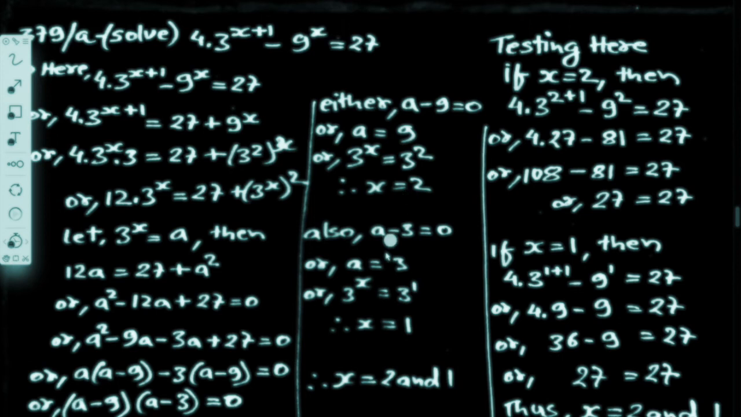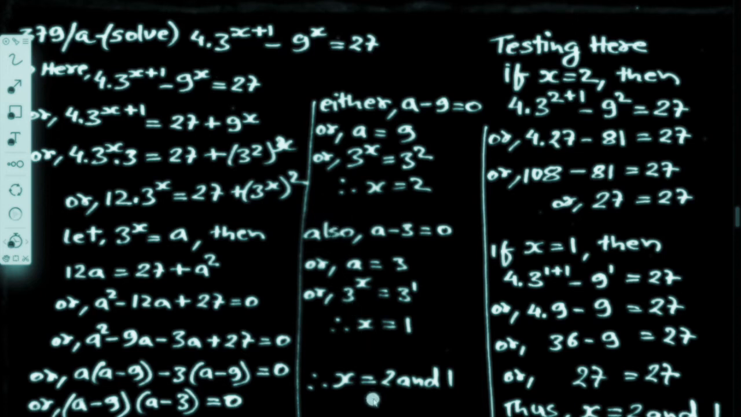To know whether our answer is wrong or right, we should test this. The testing process is that we keep x equal to 2 in every place of the main equation, replacing x with 2 and doing the calculation. If both sides come the same, our answer is right. If both sides do not come the same, our answer is wrong.